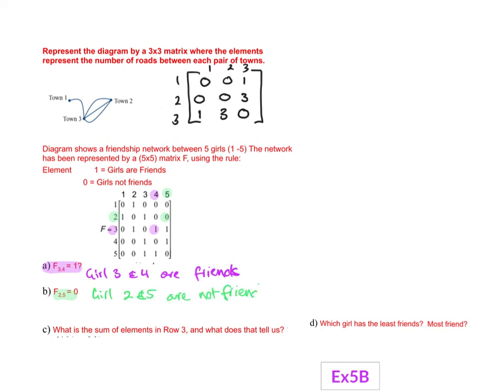Okay, so what is the sum of the elements in row 3? They just want you to go to row 3 and add them all up. That's what sum means. So we add them up and it's 3. And what does that tell us? What that tells me is that girl 3 has 3 friends. Girl 3 has 3 friends.